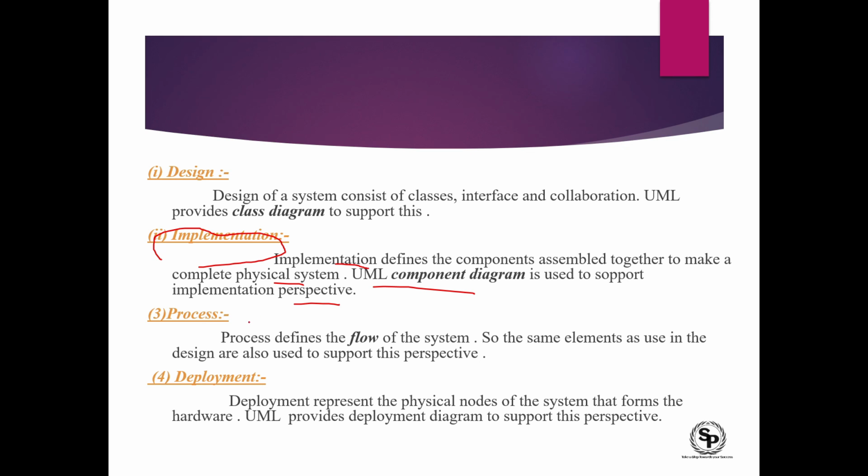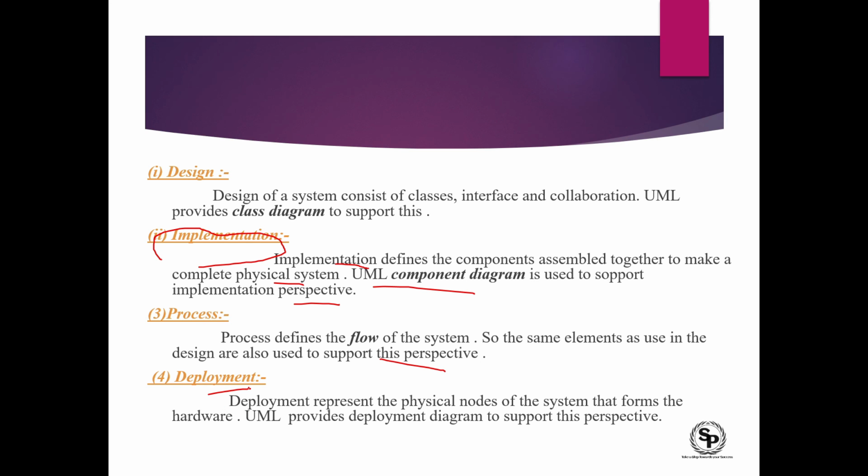बनाने के लिए. Process defines the flow of the system, how the system objects work, कैसे work कर रहे हैं, how the elements interact with each other, कैसे interact कर रहे हैं एक दूसरे से. Previously I have shown you the diagram of the message, कि arrow line message passing के लिए use होती है. So the same elements as used in the design are also used to support this perspective.